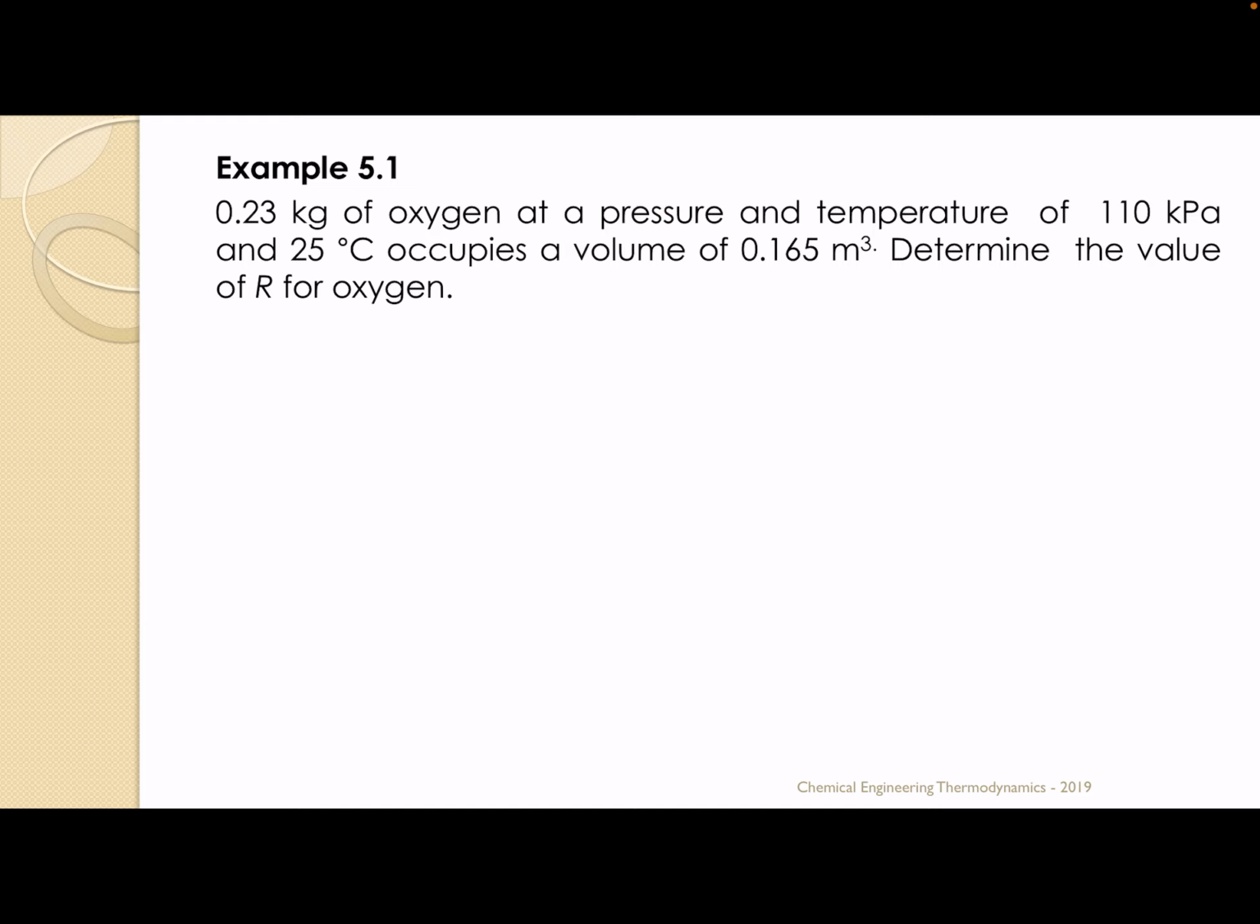Look at the example. As usual, we want to start by looking at what we've been given and what we are looking for. So the known and the unknown, so that we can move from known to unknown. So 0.23 kilogram of oxygen. That is, mass has been provided. 0.23 kilograms at a pressure and temperature of, so for our pressure it's 110 kilopascal, and then we've been given a temperature which is 25 degrees C.